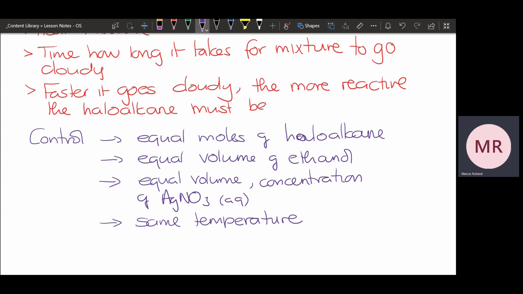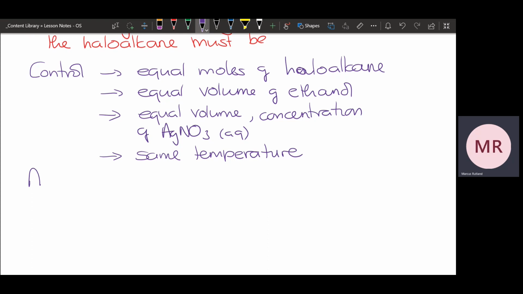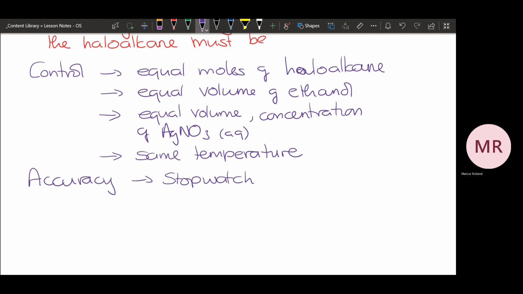You would time how long it takes to go cloudy. You can make the prediction: the faster it goes cloudy, the more reactive the haloalkane must be. Diagram-wise, it's not very significant. Accuracy here would be things like using a stopwatch to the nearest second. There's not much point suggesting anything more accurate or precise than the nearest second, because human reaction time in spotting it go cloudy and stopping it can't exceed that.